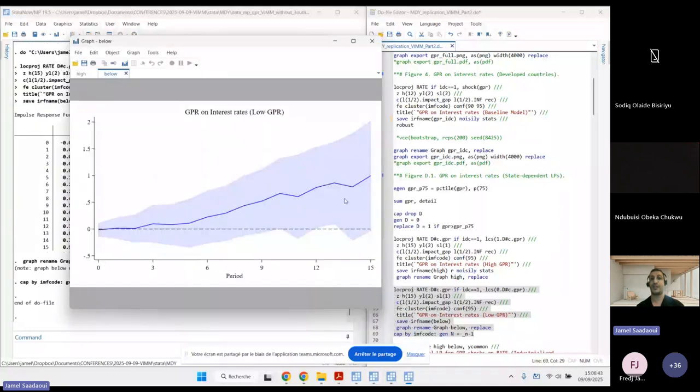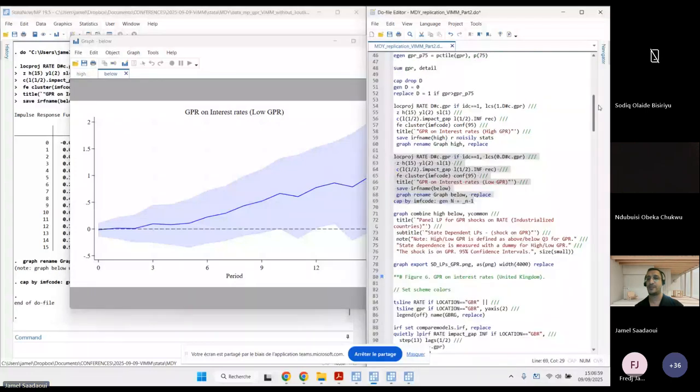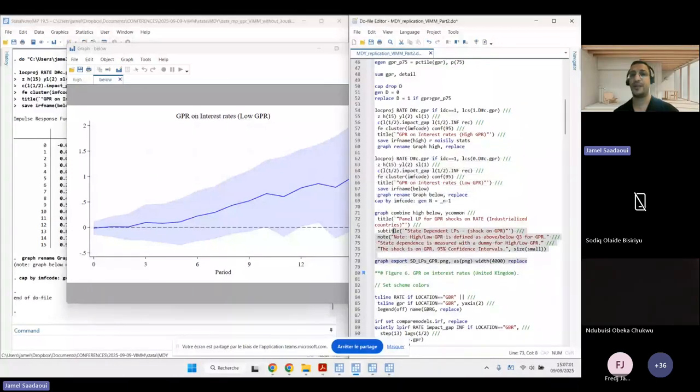What you can see is that when we are below this threshold, the 75th percentile for the geopolitical risk, you still have this reaction, but it is less significant than before, showing that you have a possible time-varying effect. So let me combine using the graph combine option here.